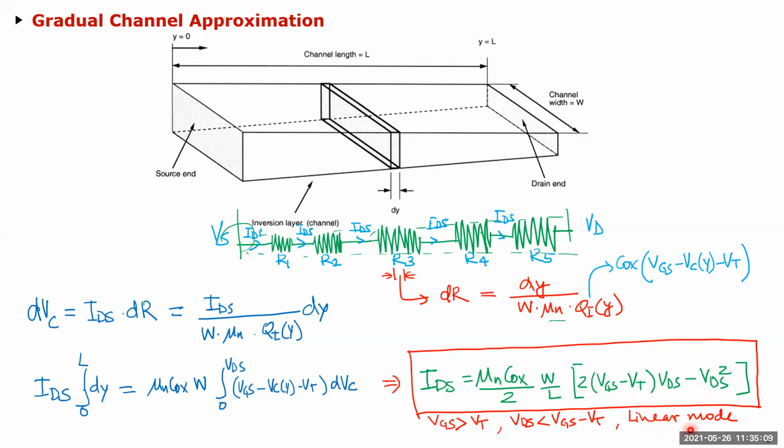Now you see it's called linear mode. That doesn't mean this equation is linear. It just means the current is varying with the drain source voltage. It's not constant, unlike when we talk about saturation mode. That's why this is called linear mode. But in reality, it's linear only for small VDS voltage. Otherwise, it's obviously square, which is a nonlinear equation.